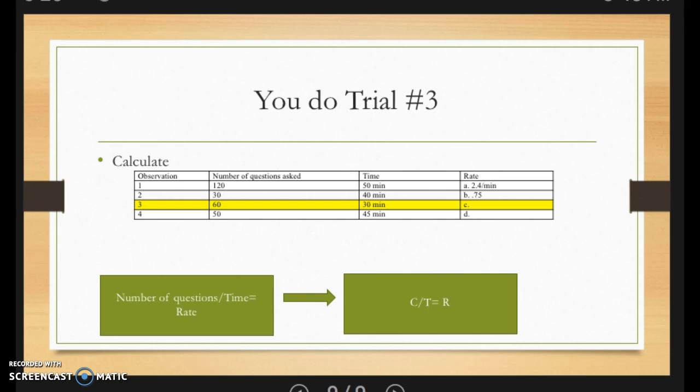So you have the formula, you have the data chart. Now you try to do trial 3. Good luck.